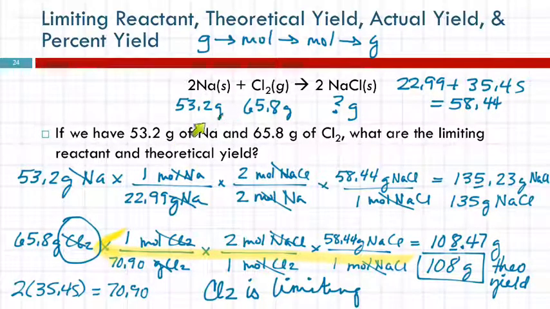We can't tell just by looking at these masses which one is limiting, just like with the pancake recipe, because the relationships are more complicated, right? Here, there's actually more chlorine by mass than sodium, and yet this is the one that runs out first. So you can't just look at them and tell. Any questions?